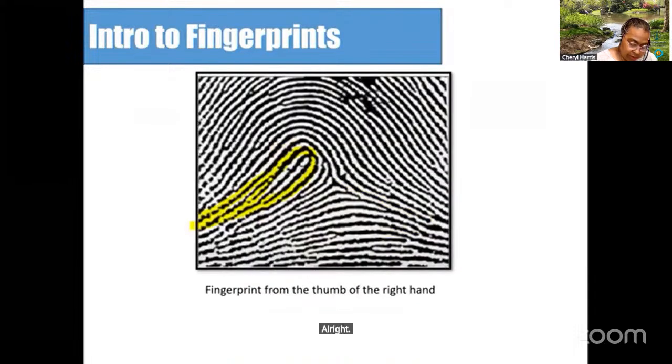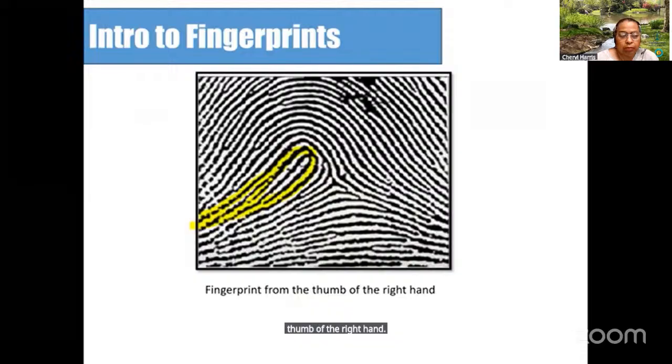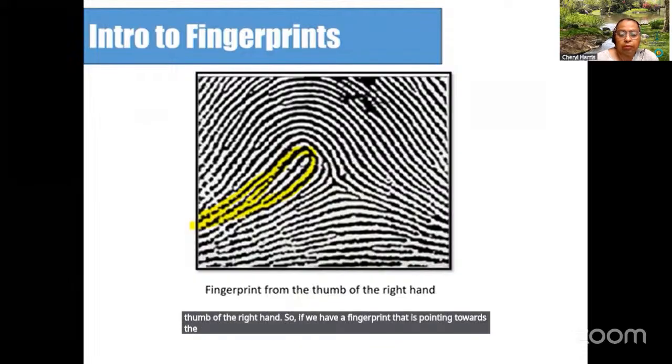All right, let's look at this one. This one says that this fingerprint is from the thumb of the right hand. So if we have a fingerprint that is pointing towards the thumb, then that is also a radial loop.